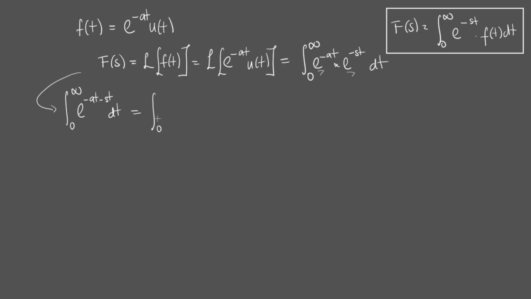Okay, we're going to factor out the minus sign. So that's the integral from 0 to infinity of e to the minus, and this is going to be summed together now, (a plus s), t comes out, dt. So now we can evaluate this integral as simply and straightforward as possible. Okay, we're going from 0 to infinity.